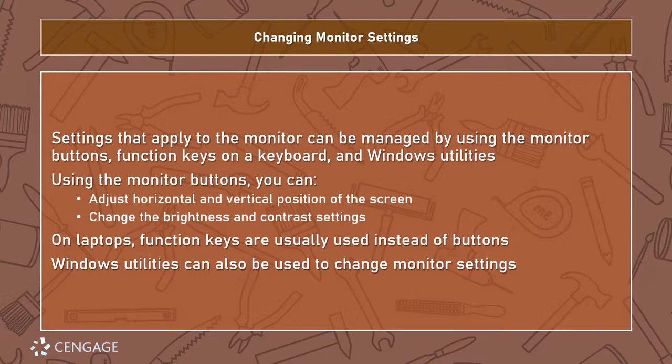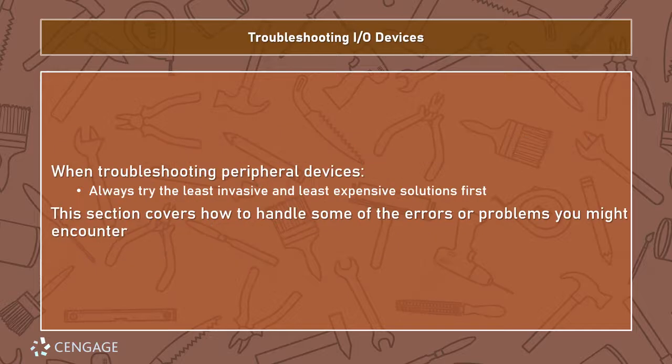We can adjust horizontal and vertical position, change brightness, we can change contrast. On a laptop, you'll traditionally use what are called function keys. You'll hold down the little button that says FN, and then F1 through F12 will become a second set of options to adjust brightness and what have you.